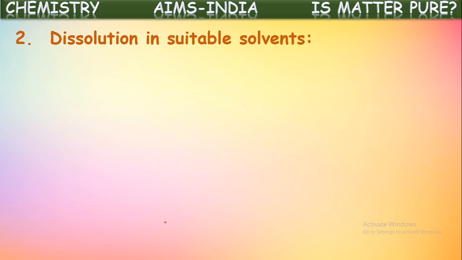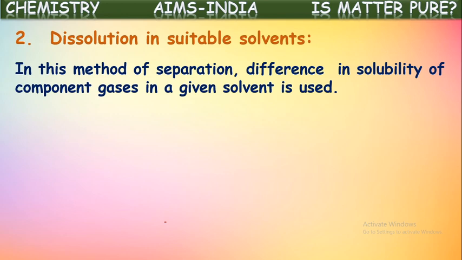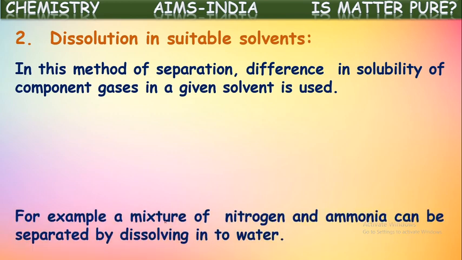Next, dissolution in suitable solvents. In this method of separation, the difference in solubility of component gases in a solvent is used. Yes, a mixture of two gases can be separated by using the solubility technique also. Suppose there is a mixture of two gases. If you pass that gas mixture through a liquid, and one of those two gases is soluble in that liquid while the other is insoluble, then the two gases can be separated by using the solubility technique.